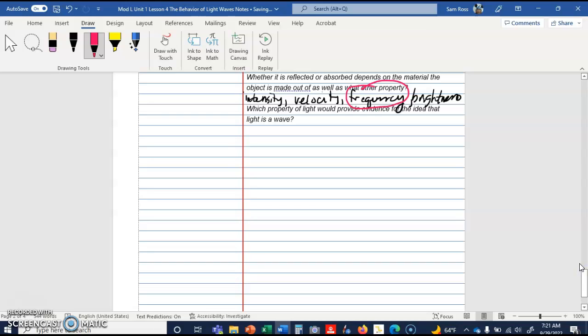And then the last question we have, which property of light would provide evidence for the idea that light is a wave? Would it be the color, the speed, velocity, or distance traveled? And that's going to be the color of light.